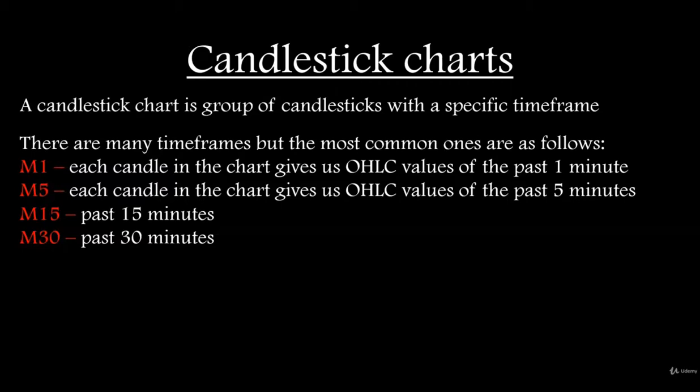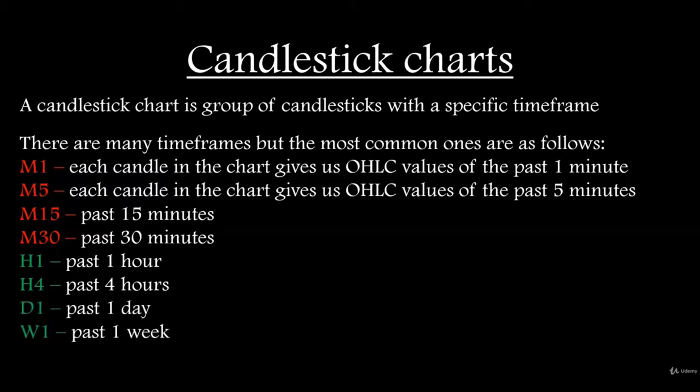So this is a pretty fast chart. The M5 again is going to be giving us the data for the past 5 minutes, and the past 15 minutes would be given on the M15. The M30 again is going to give us the values for the past 30 minutes. Moving ahead, you have the H1 and the H4, which stand for hourly. H1 is for, each candlestick is for 1 hour. H4 means that each candlestick is going to be for 4 hours. And then the D1 stands for daily, and the W1 stands for the weekly.